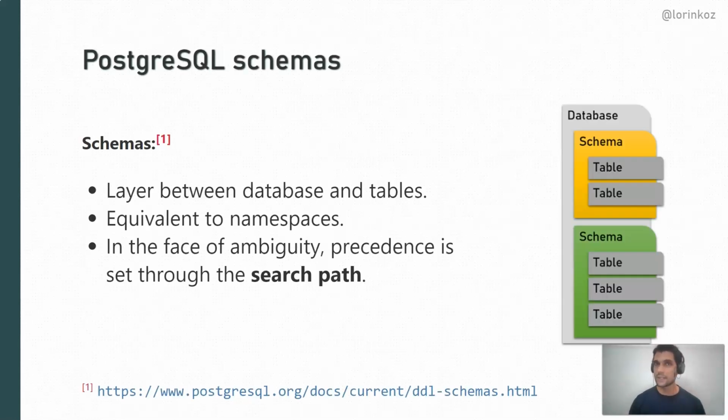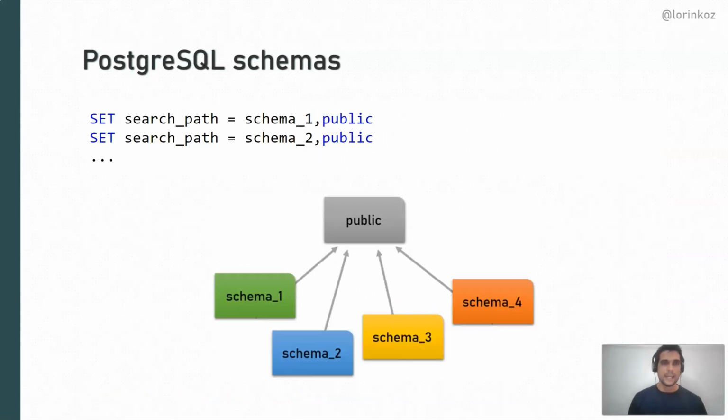Schemas have a specific concept within the Postgres worldview. They are a layer between databases and tables. They are equivalent to namespaces, and in the face of ambiguity, precedence is set through the search path. This means that if the search path is set to schema A, schema B, and public, which happens to be the default schema every database comes with, if you're looking for a table, it's going to be found in the first schema that actually has it. Now, in the typical schema-per-tenant configuration, every tenant usually gets its own schema, but it's also typical to use a shared schema to store data that is relevant to all models.